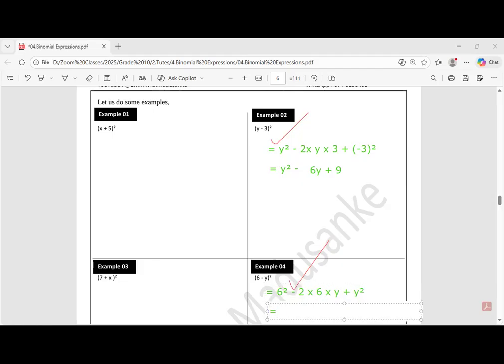Equals 6 into 6, 36, minus 2 times 6, 12, 12y, plus y square. So this should be your answer for the last one. All good. Let's move to the next.